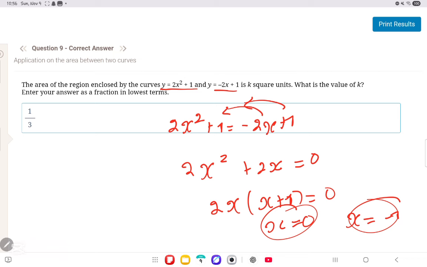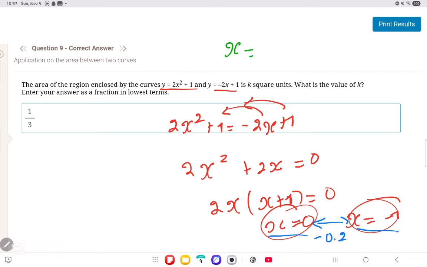Now we need to see which curve is higher. How do you do that? You just choose a random point. So I could choose my x to be, for example, now actually, the way I choose my x should be very important. It should not be 0, it should not be minus 1, but it should be a value in between 0 and minus 1. For example, I could choose minus 0.2.